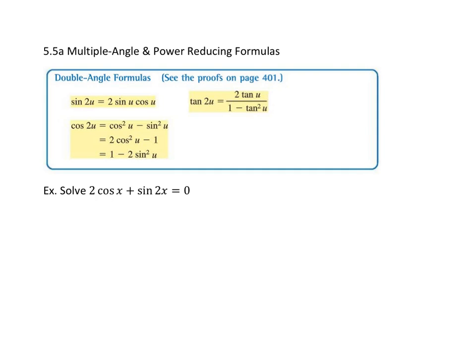Okay, we're going to start 5.5 with looking at our multiple angle and power reducing formulas. These are the next two sections of identities. We're going to start with solving.